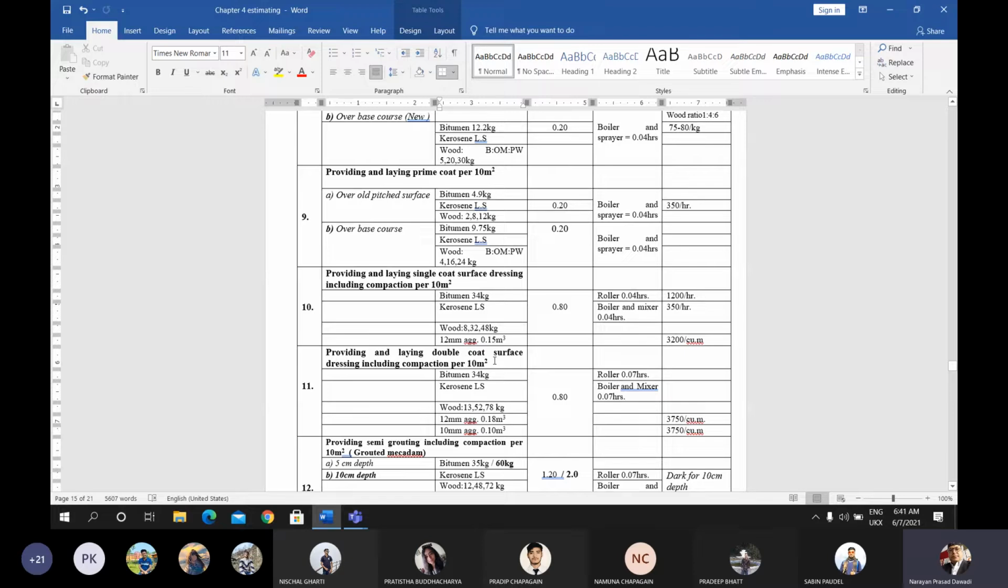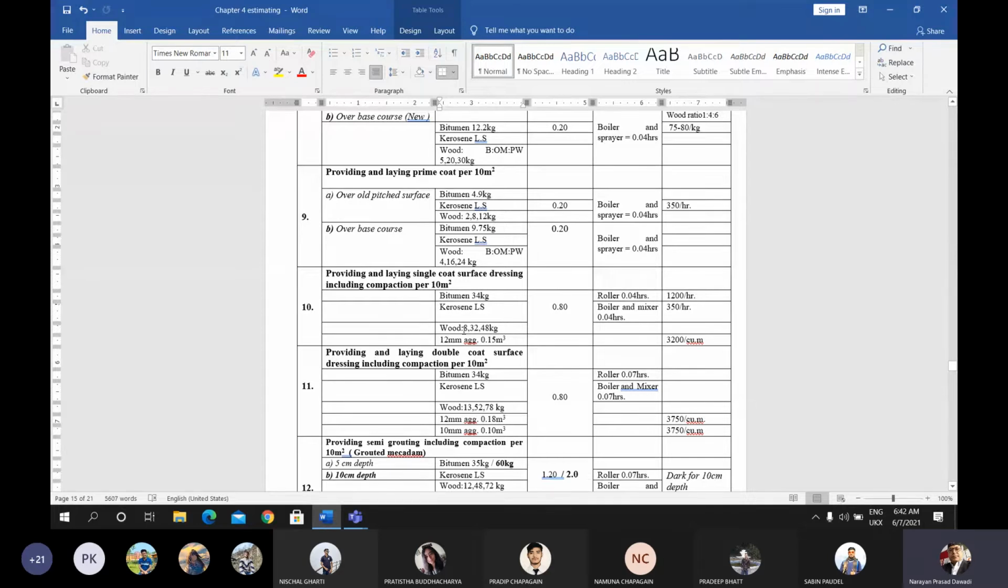The quantity of bitumen required for both the single coat and the double coat will be the same, 34 kg. Now for the single coat surface dressing, the quantity of material required is bitumen as 34 kg per 10 meter square. Look at the unit of measurement here, it is per 10 meter square, not per 1 meter square. The 34 kg is used, and kerosene is taken as lump sum.